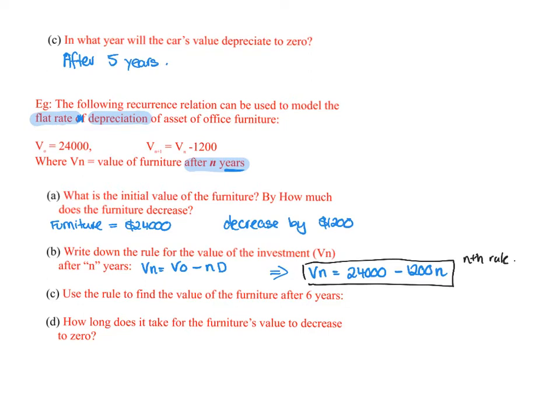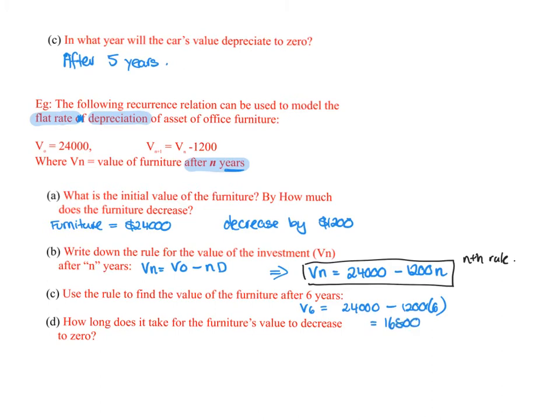Okay, so then use this rule to find the furniture after 6 years. So really they want me to find V6. So I'd go V6 equals 24,000 minus 1,200 times 6. Oh, sorry, I just went too many there, didn't I? Yep, sorry, 1,200 times 6. Don't trust people, that's good. All right, so we got 16,800.